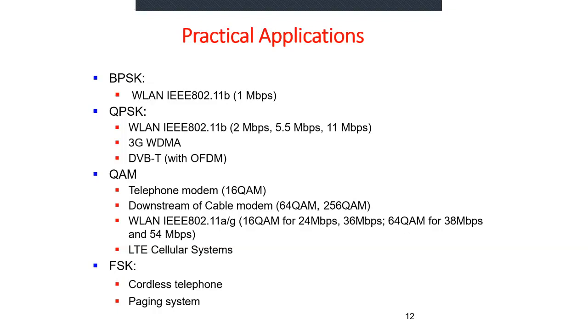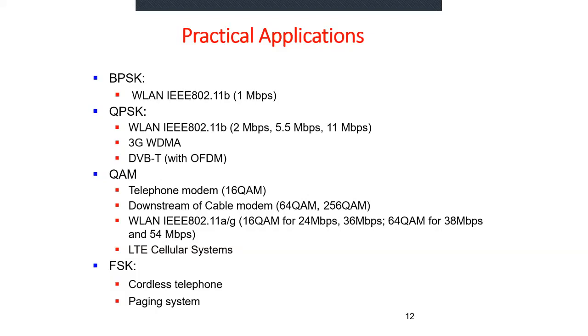And QPSK is used in so many places. One is wireless LAN, that is IEEE 802.11b, and it can double the data rate. When I use BPSK, it was providing 1 Mbps, so to have 2 Mbps I can use QPSK. It provides 2 Mbps, 5.5 Mbps, and 11 Mbps. QPSK was used in 3G, WCDMA, and it is used in DVB-T with OFDM, and even in 4G also.